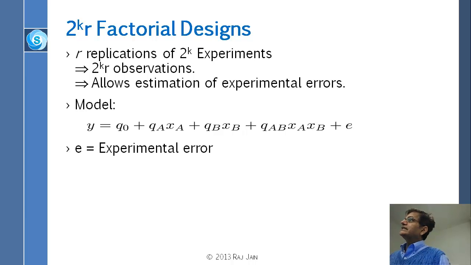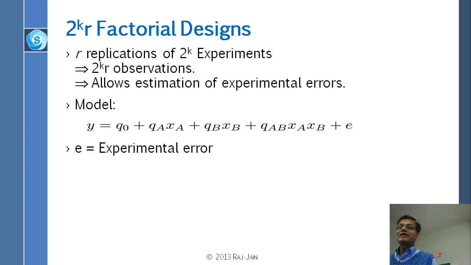So the model changes slightly. We have a new term in the model, and that is the E. With 2 raised to k design without any replication, you had 2 raised to k numbers or measurements and 2 raised to k unknowns, which are the effects. Right? So the number of unknowns was exactly equal to the number of measurements, and therefore there was no error. It was a linear equation, you solve it perfectly. And every number will come out exactly as you measured. The prediction will come out exactly as you measured. Right? There was no error. So the E term was not there.